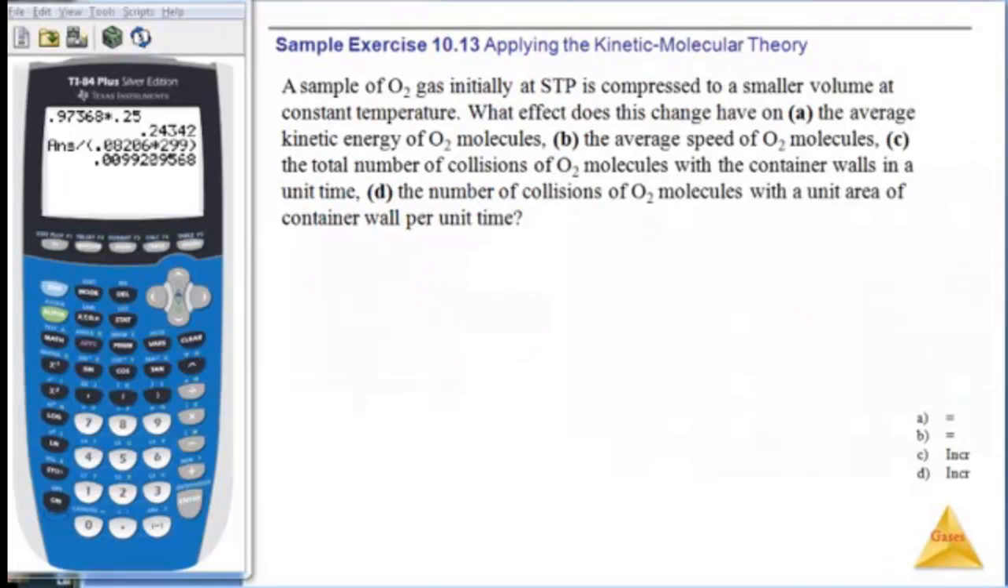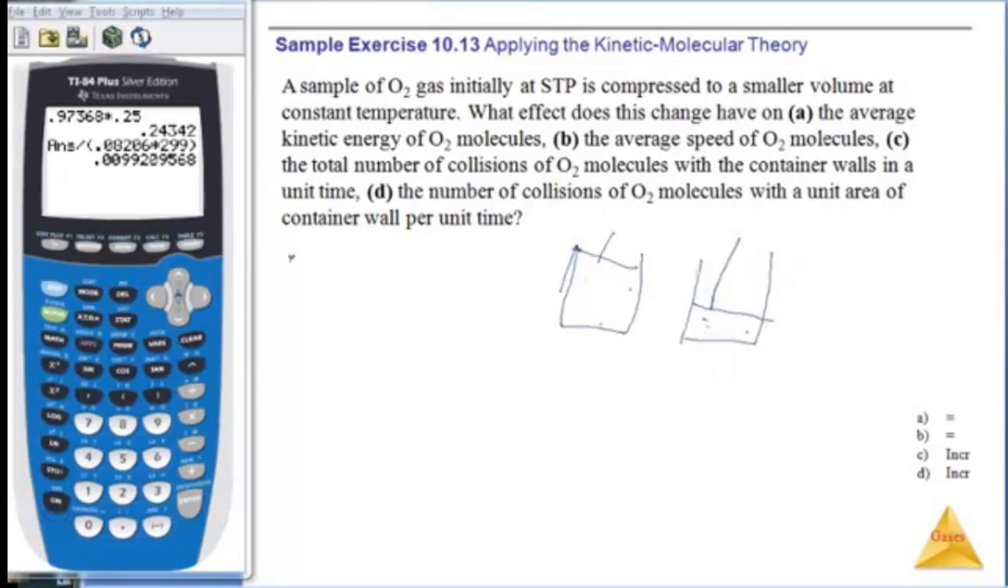Alright, so let's take a look at what this means in terms of a real gas, or an ideal gas. A sample of oxygen is compressed to a smaller volume at constant temperature. So here I have a gas. Let's say it's in a cylinder. I'm just not drawing this very well, right? And I take that same cylinder, and I push the plunger down so it's taking up half as much space for the same gas.